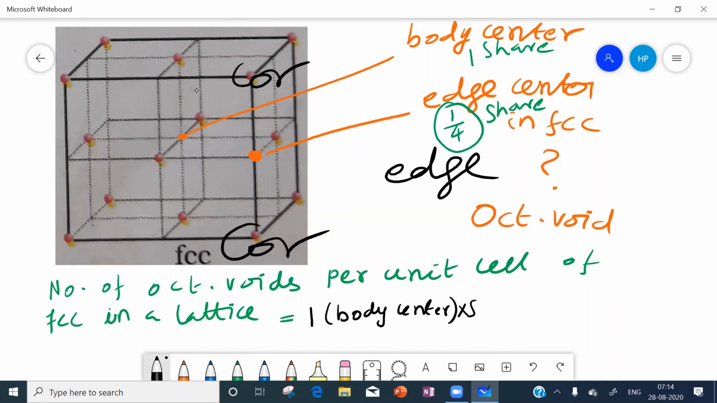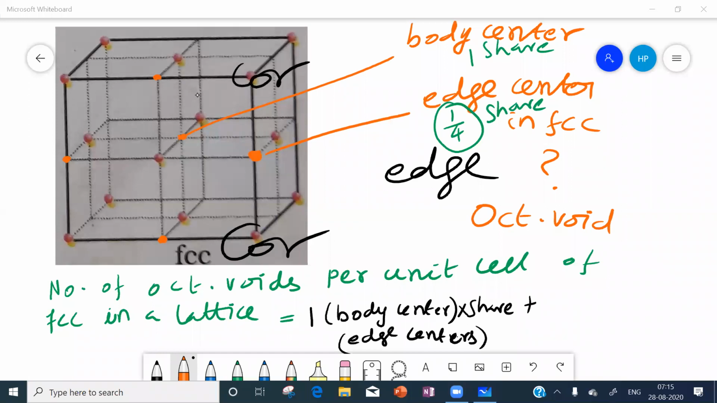Then its share we have to consider, plus edge centers we have to consider. How many edge centers possible? That we'll see. So this is one edge center, this is the second edge center, the third edge center, the fourth edge center for the front face.